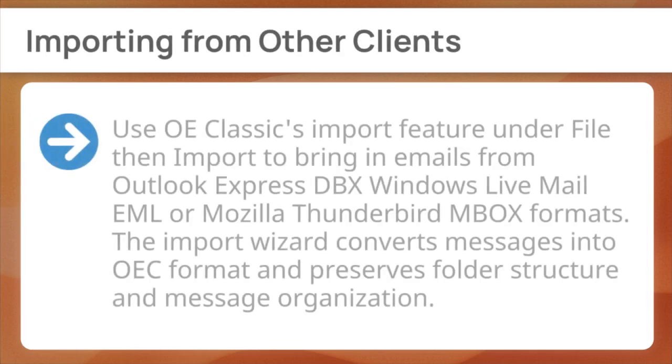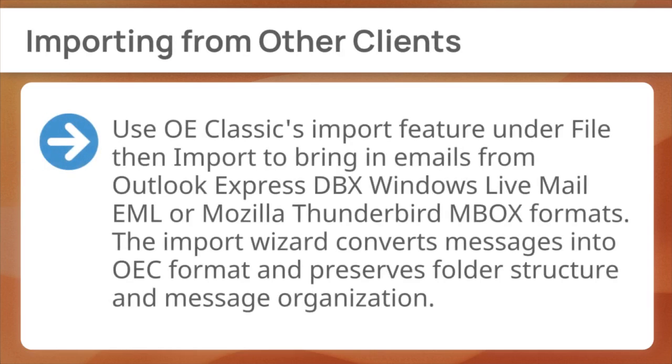Next, importing from other clients. Use OE Classic's Import feature under File. Then import to bring in emails from Outlook Express, DBX Windows Live Mail, EML, or Mozilla Thunderbird Mbox formats. The import wizard converts messages into OEC format and preserves folder structure and message organization.